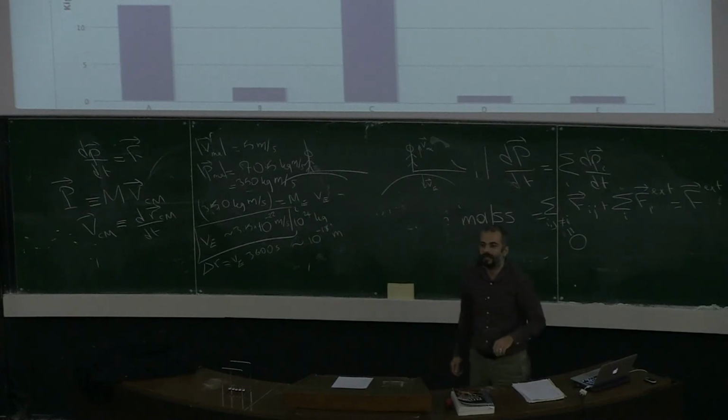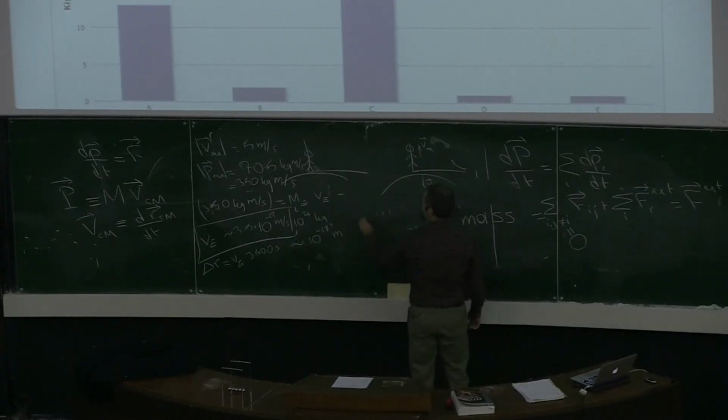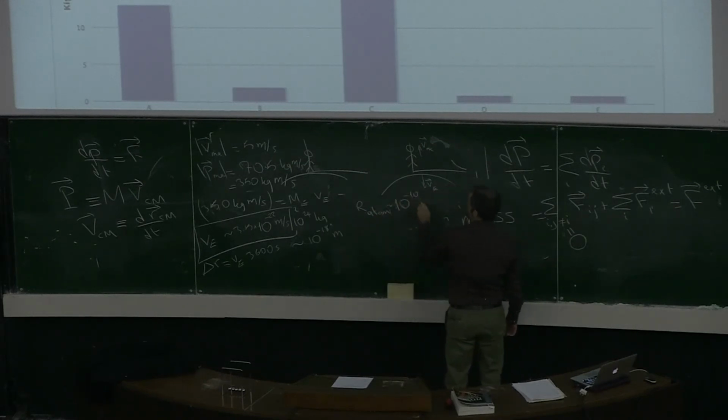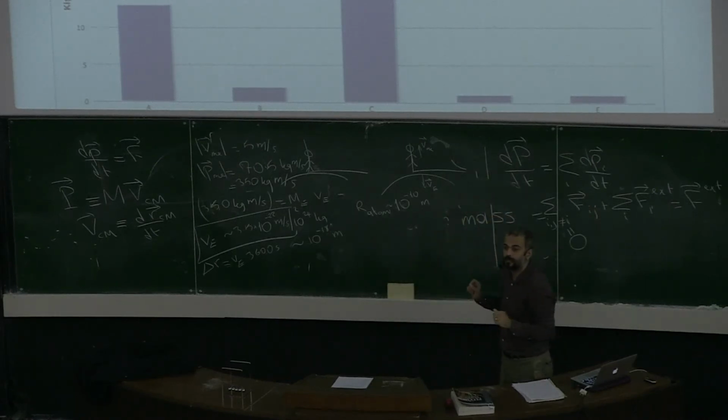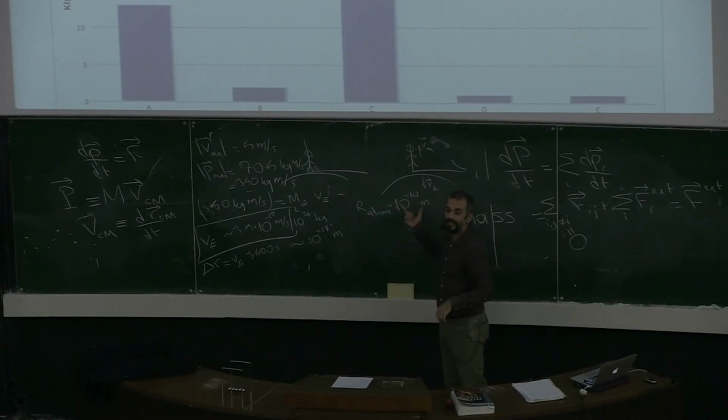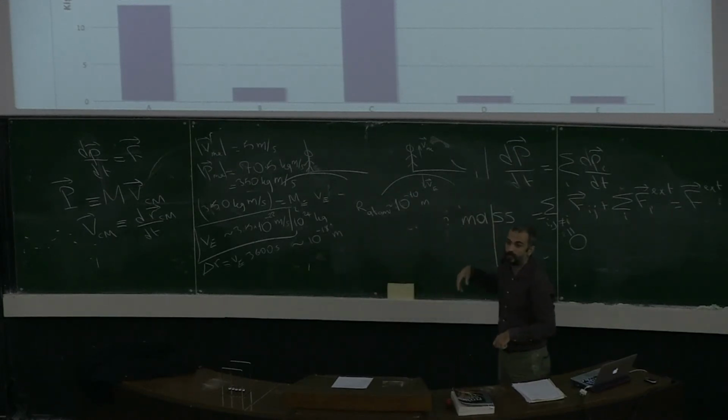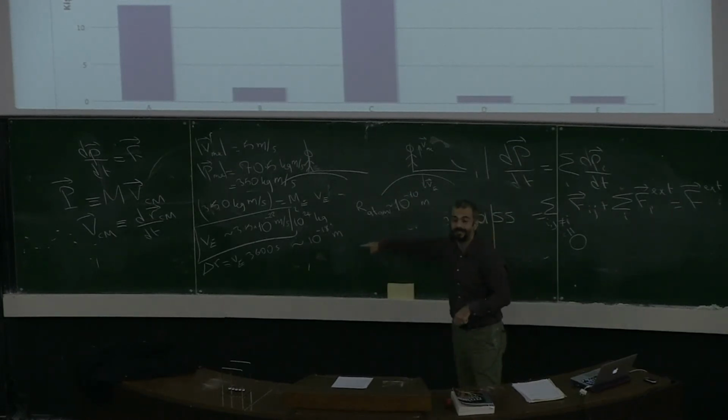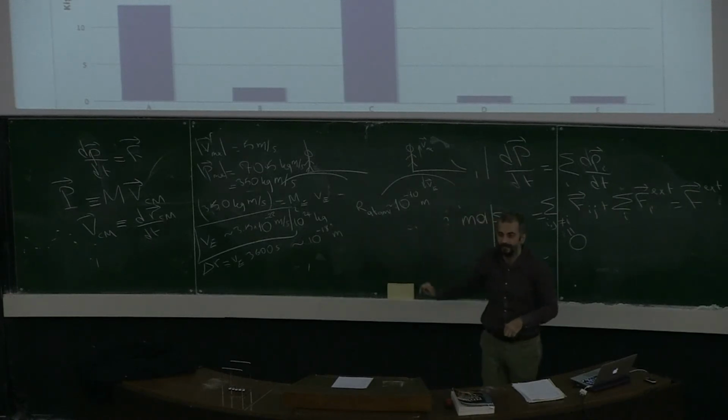Well, the radius of an atom is 10 to the power minus 10 meters. So in 1 hour, the displacement of the Earth will be much, much less than the radius of an atom. This is the typical size of a quark in the nucleus. Well, at least we know that the size of the quarks is less than that. We don't know the size, but it is less than that.